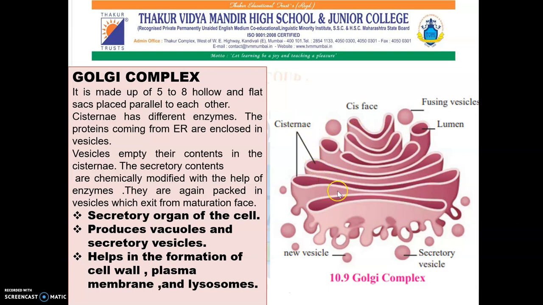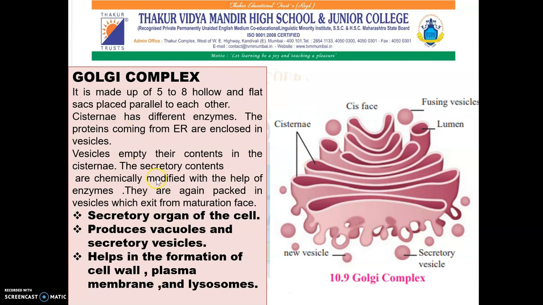As they pass through the cisternae, they are chemically modified with the help of the enzymes. They are again packed in the vesicles. Now you can see over here the new vesicles have formed. These vesicles exit from the maturation phase. Thus, cisternae work like a packing department that packs and distributes the substances. So over here it helps in the proper distribution of protein.